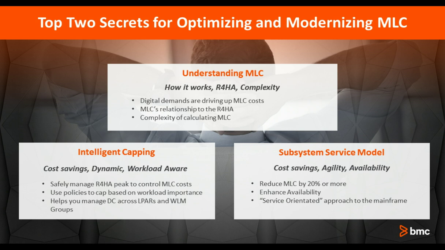So we've covered a lot of ground today, provided you with the top 2 secrets for optimizing and modernizing MLC. We started with understanding MLC, how it's calculated, the role of the rolling 4-hour average, and the inherent complexity of understanding where your mainframe dollar is actually going. We then discussed how intelligent capping can help you safely manage the rolling 4-hour average for cost savings while maintaining your SLAs. And lastly, we took a look at the subsystem service model, which extends the benefits of service-oriented architecture onto the mainframe for cost savings and availability enhancements.